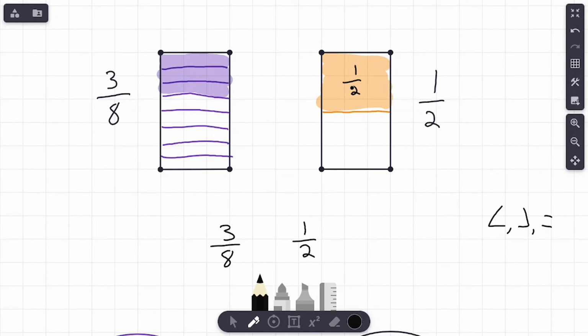So when you look at these 2 fraction models, what are they telling you? Well, they should tell you which symbol needs to go in our inequality down here. Is 3/8 going to be less than 1/2? Is 3/8 greater than 1/2? Or is 3/8 equal to 1/2? What are y'all thinking? Well, Mr. C is thinking that it should be the less than symbol. 3/8 is less than 1/2.